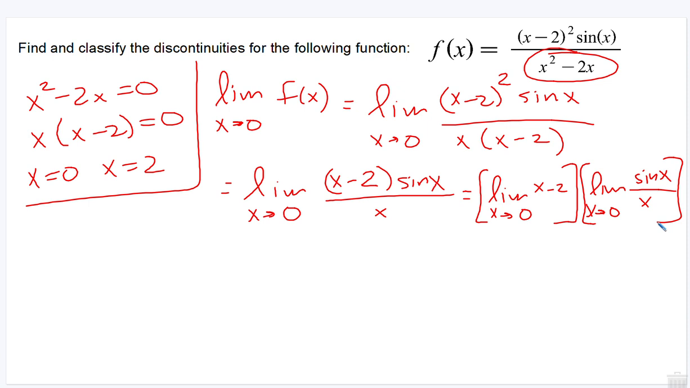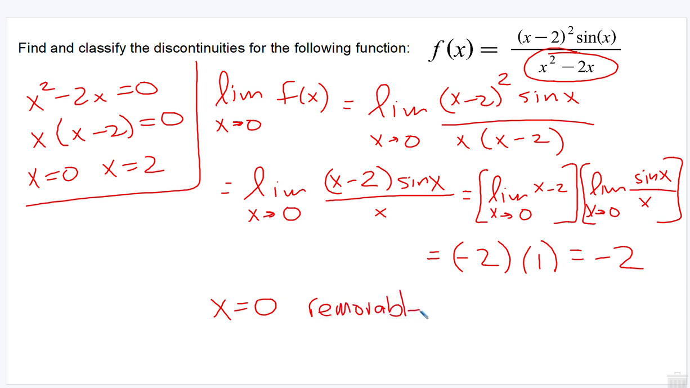So the limit as x approaches 0 of x minus 2 is just -2. And the limit as x approaches 0 of the sine of x over x is just 1. That gives us -2. And so our function didn't exist, but our limit did exist, right? It was a real number. So if our function doesn't exist, but our limit exists, that tells us that x equals 0 is a removable discontinuity.